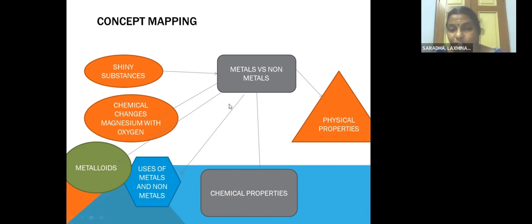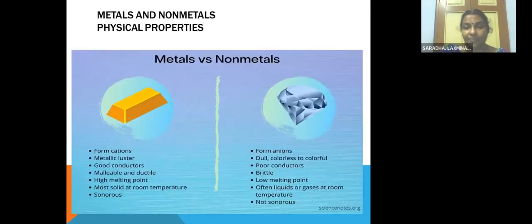Shall I move on, teachers? So this is what I feel is the concept mapping. Now, based on physical properties, metals versus non-metals. Metals usually form cations, non-metals form anions. This is useful because when we speak about the chemical effects of electric current, where we are going to teach them about electroplating, if you are able to teach the child anions and cations, it's fine. Otherwise, you can leave it if they are not able to understand.